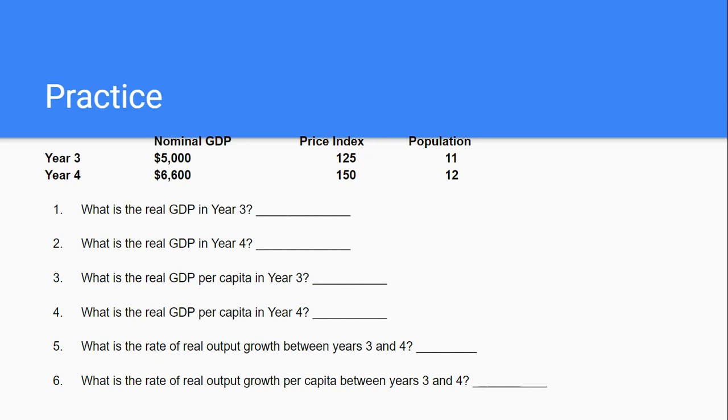For numbers 3 and 4, you would take your real GDP, your answers for 1 and 2, and divide it by the population. And then for 5 and 6, it's looking for a percentage change. Anytime it's looking for rate, it's looking for a percentage change. So see if you can answer these questions. I'll come back tomorrow with an answer key in a video.